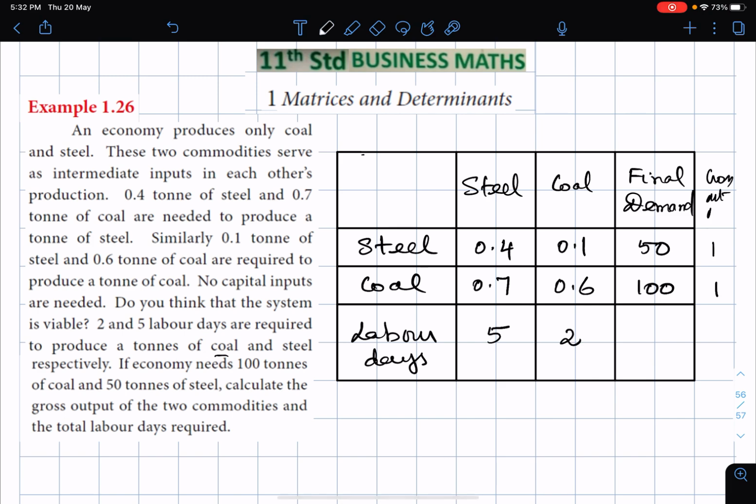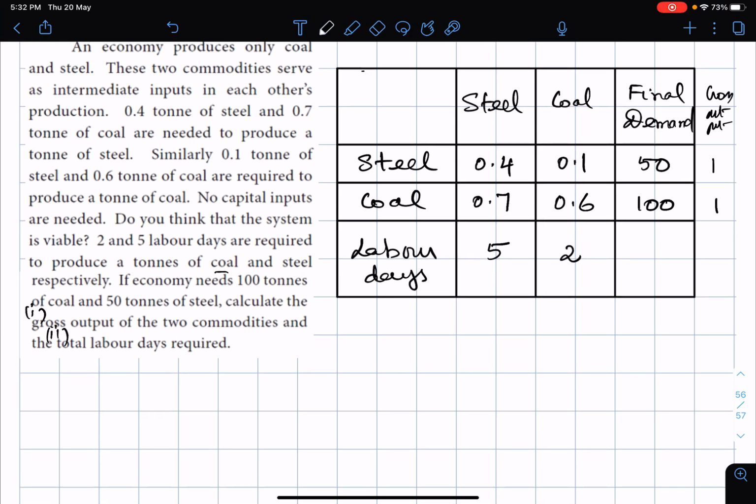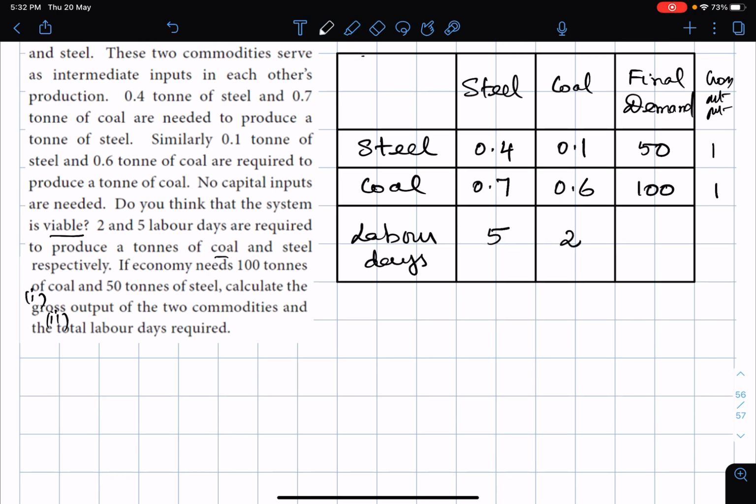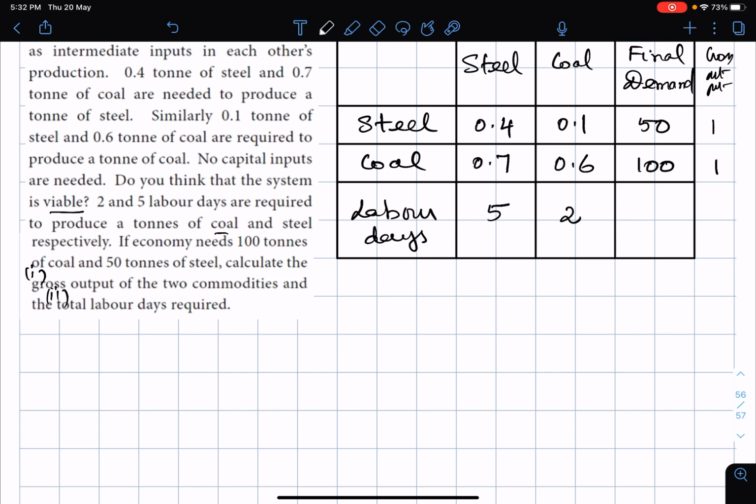So this is going to be our first question, and the total labor days is going to be our second question. So we are going to answer two questions in this one. And they have asked whether it is viable. For it to be viable, we have to check our Hawkins-Simons condition and then only we can go. Now we can go into our technology matrix B.